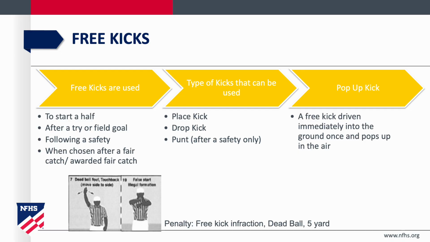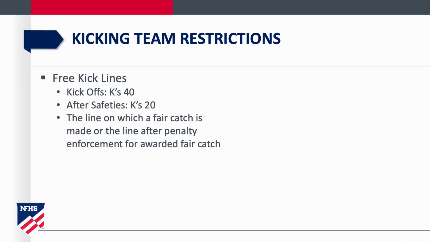A pop-up kick is a free kick in which the ball is driven down into the ground and after hitting the ground once, bounces up in the air. If the ball goes above the shoulders of the receivers, it's a pop-up kick. This is a dead ball foul and is enforced 5 yards from the previous spot. Wings need to be on the lookout for this when an onside kick is probable. As soon as it's seen that the kick is a pop-up, the play should be whistled dead immediately to prevent contact.